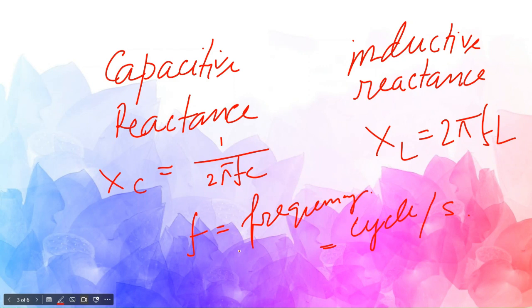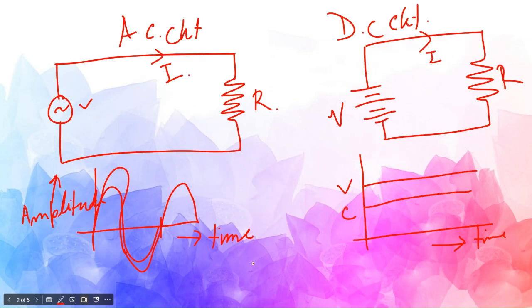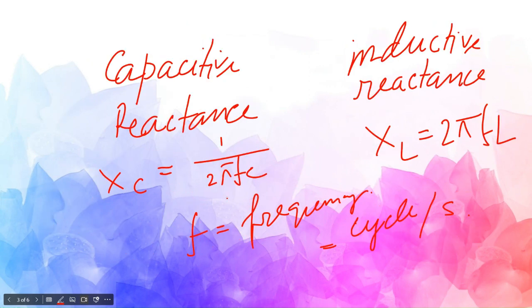Similarly, we can understand the electrical circuit the same way. Number of repetitions per second. This is one repetition. Similarly, it can repeat again and again and again. If we calculate how many times it repeats in a second, that is the cycles per second.